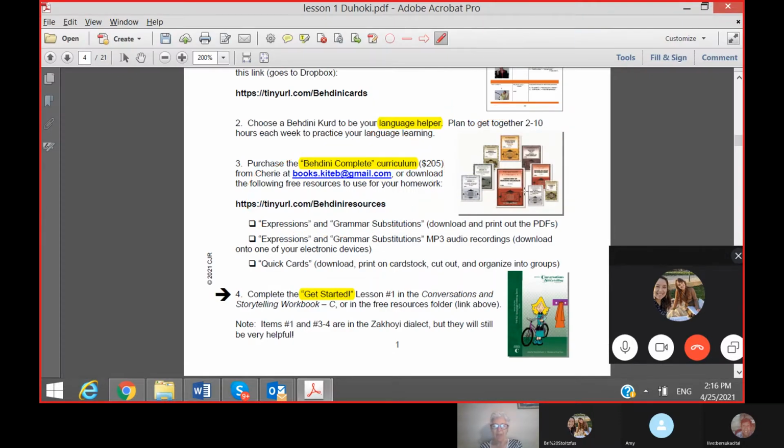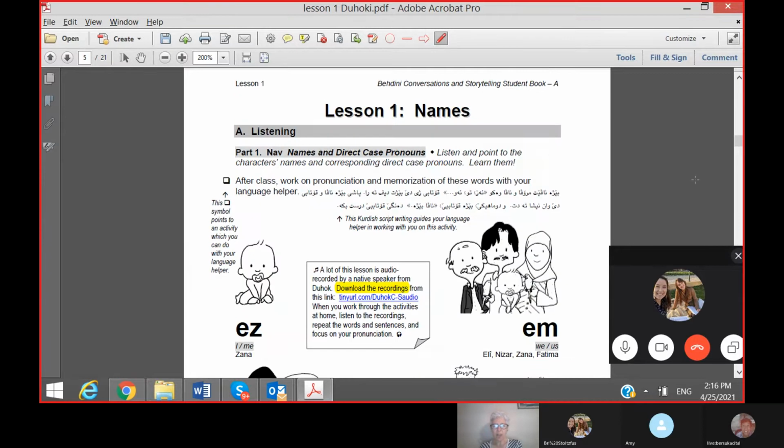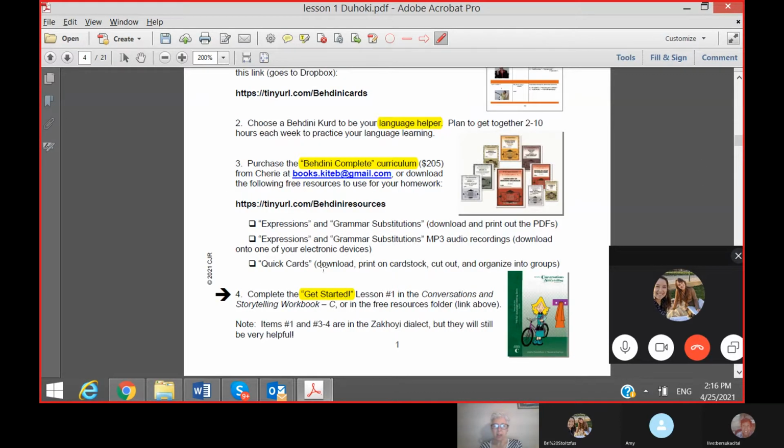All right, and then finally, number 4, you want to do the Get Started lessons. And the link is above for the audio recordings. If you have not done this already, this will be really helpful to you because it'll help you understand how to pronounce the letters and things like that. And again, the Get Started lessons are in the Zahoui dialect, but don't let that hinder you if you're working on the Dahuki dialect because it'll be really helpful for you.